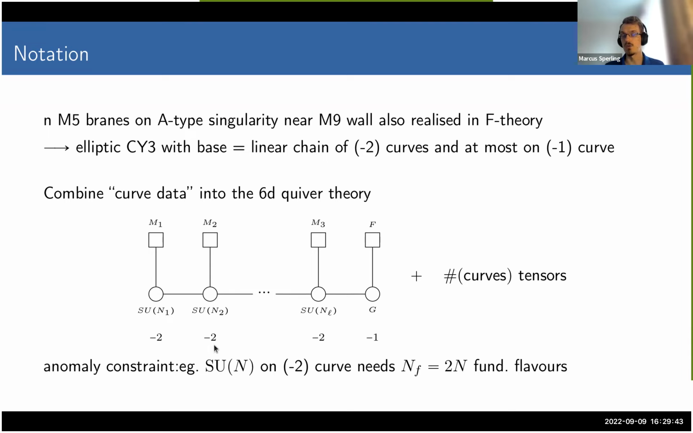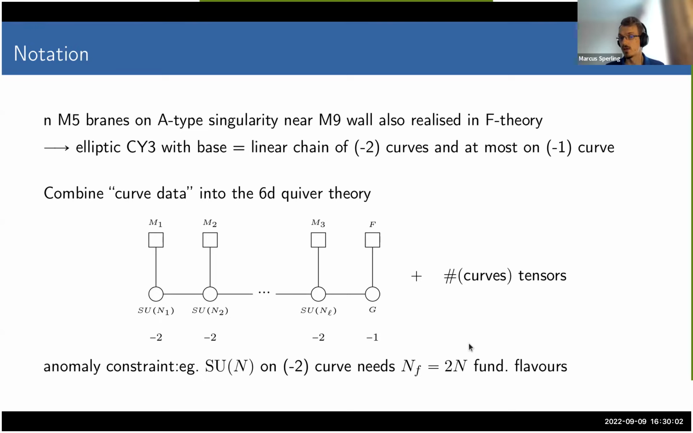And for each of the gauge nodes, we now denote the corresponding curve, because depending on the type of curve, there are different anomaly cancellation conditions which are important. So if we have a standard SU(N) on this simple looking -2 curve, we have the standard anomaly constraint telling us that the number of fundamentals has to be 2N.